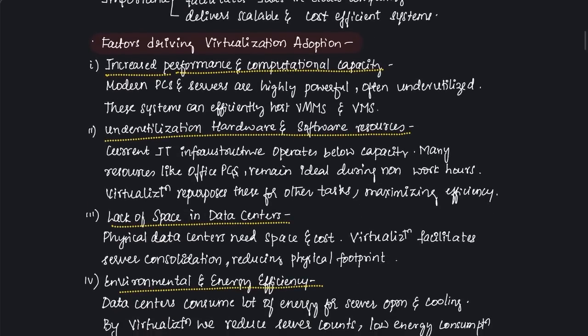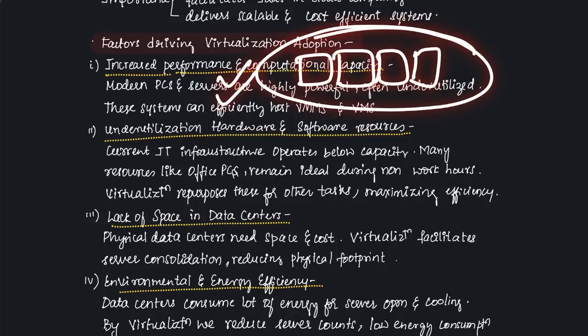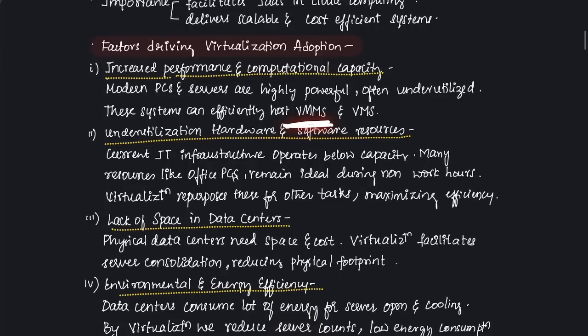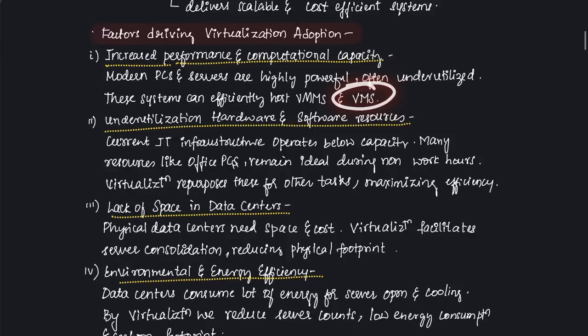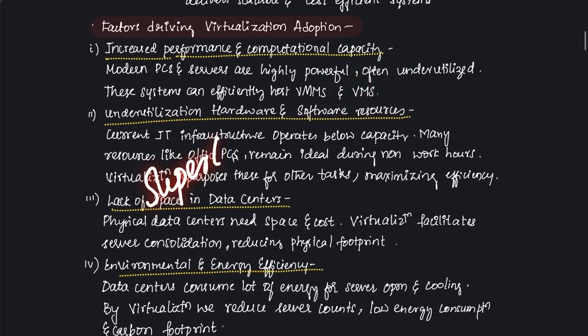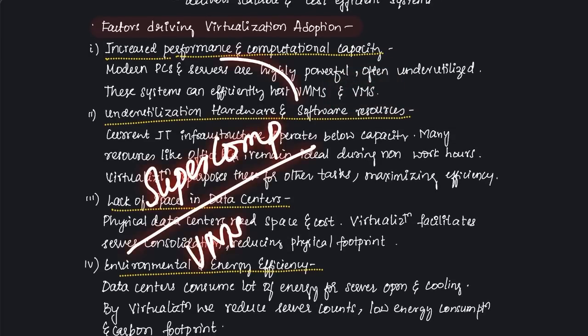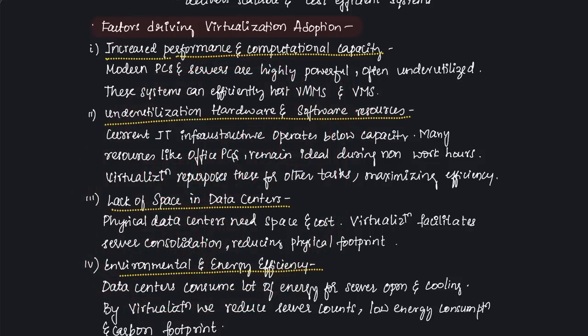Let's look into what the factors are. What were the factors which led to the adoption of virtualization? Why did we come up with the virtualization topic? The first one is increased performance and computational capacity. That is, modern PCs and servers are highly powerful, but they are often underutilized. They'll have high CPUs, high RAM, ROM, memory, processing power and all. But then, are we using it to the fullest? That's a question mark. These systems can efficiently host the virtual machine managers and virtual machines. For example, a supercomputer can run thousands of virtual machines without its performance degrading.